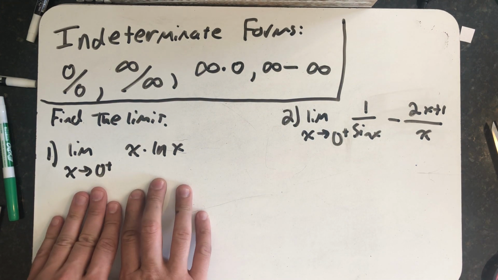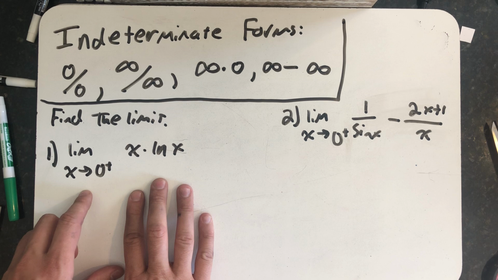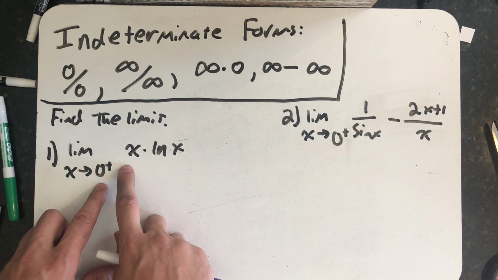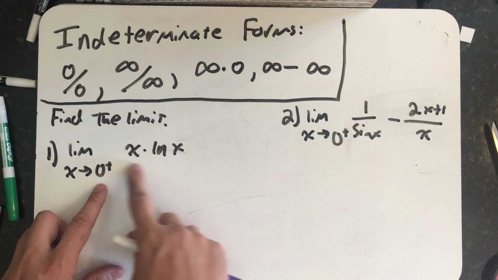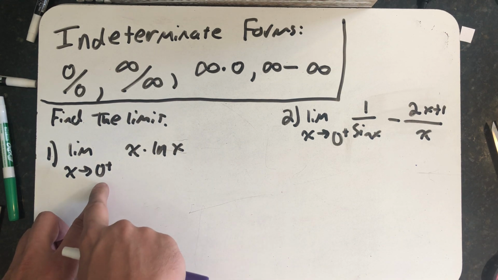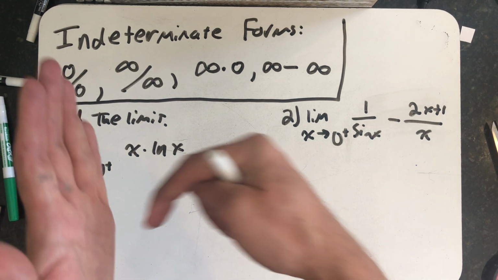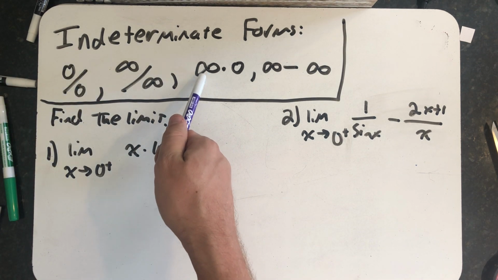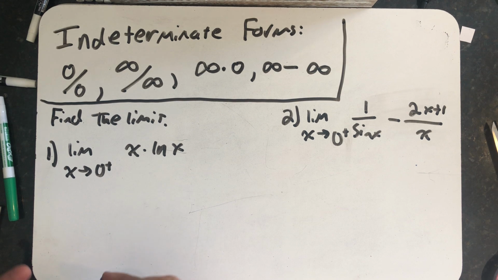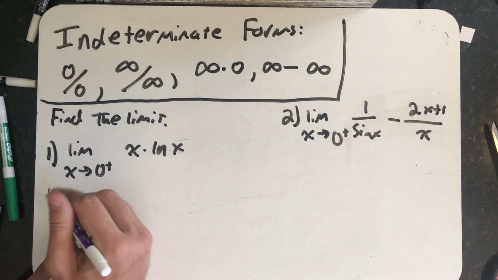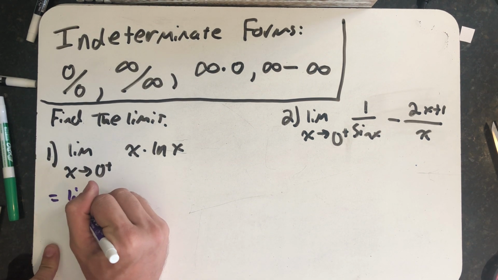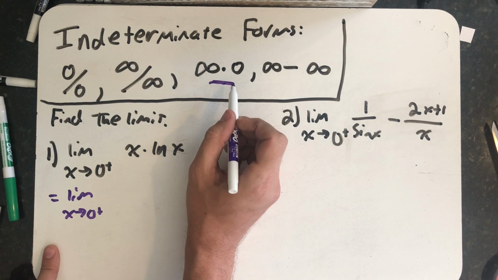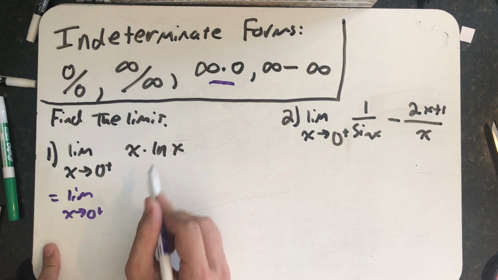Looking at this first example, the limit as x approaches 0 from the right-hand side of x times the natural log of x. Well, x is going to 0, so that's a 0. When x goes to 0, the natural log of x approaches its asymptote going to minus infinity, so generally in the format of an infinity times a 0. Well, to use L'Hopital's rule, what I'd like to do is rewrite this so that it actually looks like one of these.